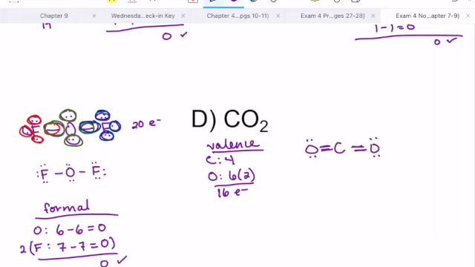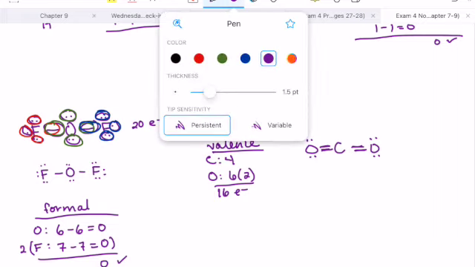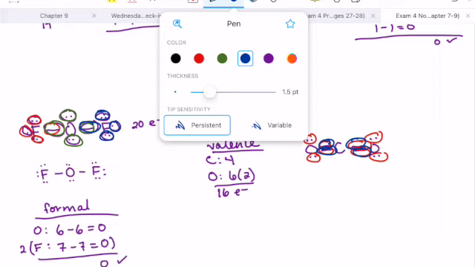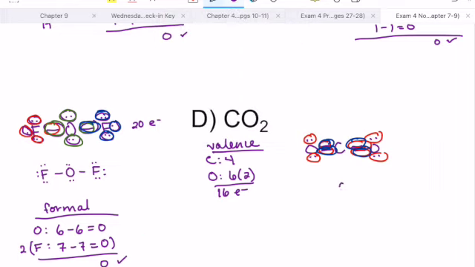Yes, we do. Let's show the octets. Here we go. 2, 4, 6, 8. Then for carbon, 2, 4, 6, 8. All right, we've got our octets in place, so that is a good Lewis structure. That's also why carbon dioxide is a pretty stable molecule.